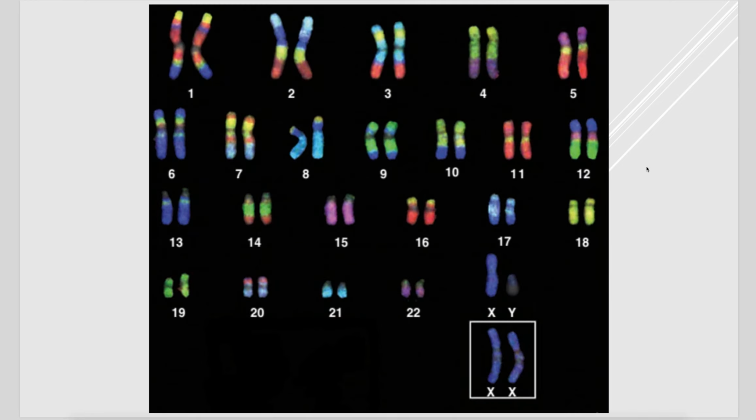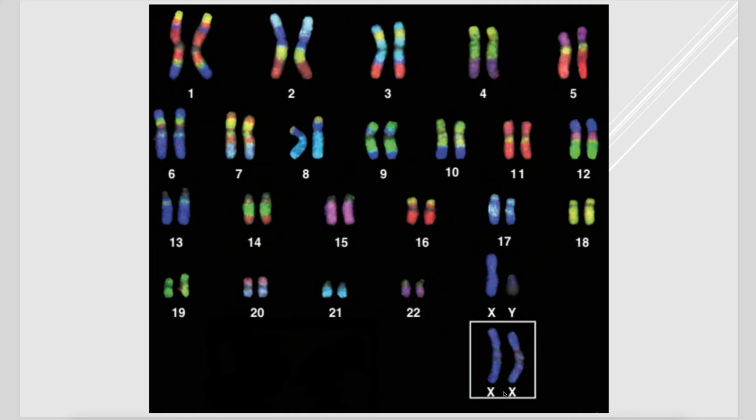So this is called a karyotype. This is a chromosome map. And you can see here that we have our 22 pairs of autosomes. So the first 22 chromosome pairs are called autosomes. And then X and Y, and then XX, these are the sex chromosomes.